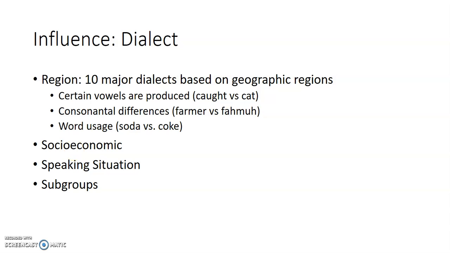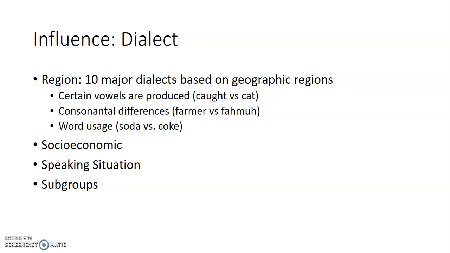So for the socioeconomic group, we're looking at the social class, the education, the occupation, and the income level, as well as race and ethnicity. I gave you an example back in the acquired language lecture of my mom, who is a chef, and my friend, who is a psychology professor. They have different word uses, and so using different dialects can reflect that as well.